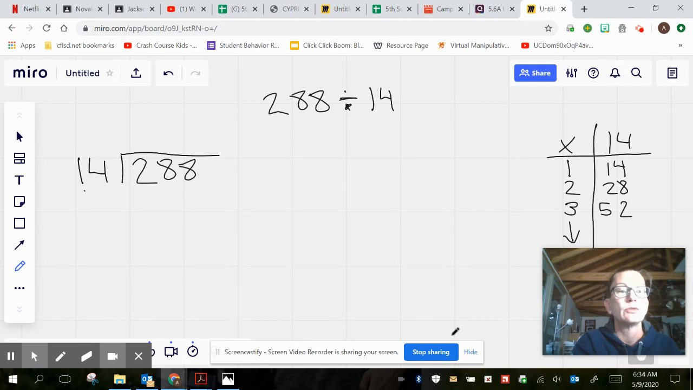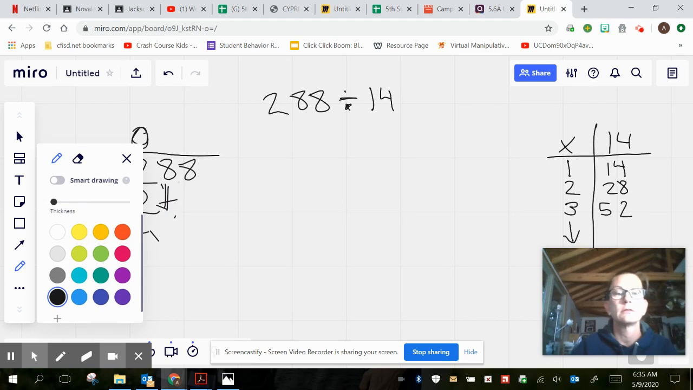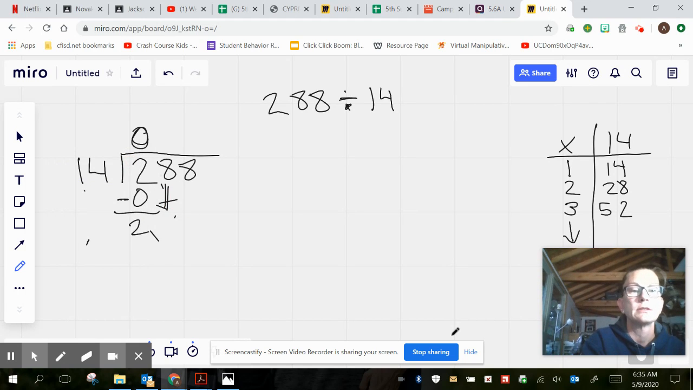Let's look at our very first number. Can 14 go into that number 2? No, there's not enough. So we're going to put a 0. 2 minus 0 is 2. We're going to bring down, oh, I'm sorry. Oops. I'm sorry for that. We're going to bring down the 8.